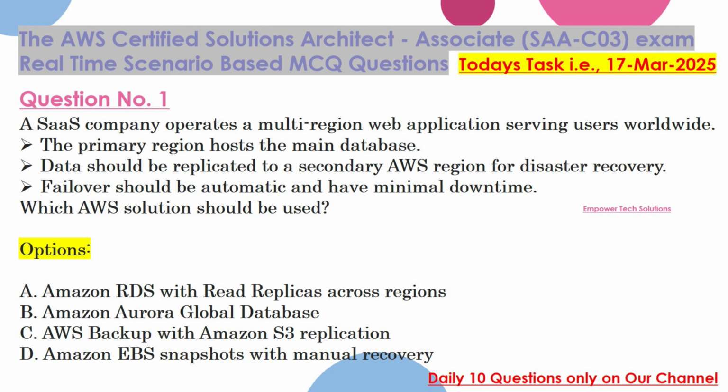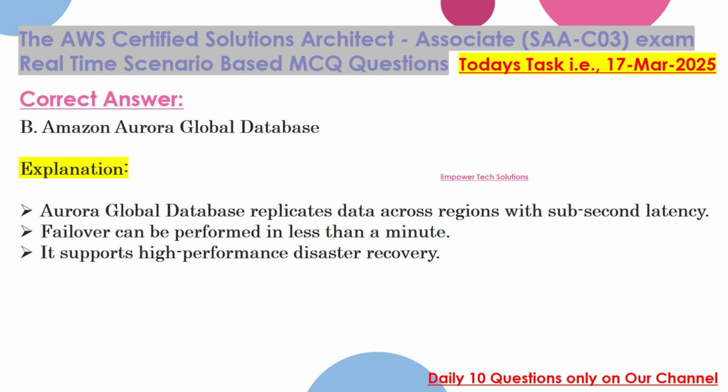Options: A. Amazon RDS with read replicas across regions. B. Amazon Aurora Global Database. C. AWS Backup with Amazon S3 replication. D. Amazon EBS Snapshots with manual recovery. Correct answer: B. Amazon Aurora Global Database.